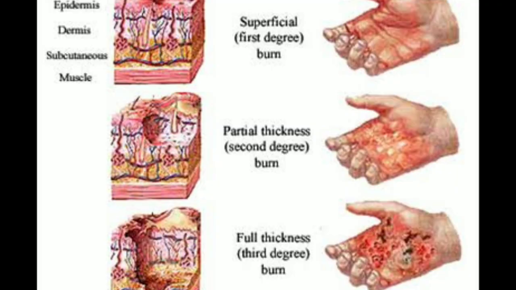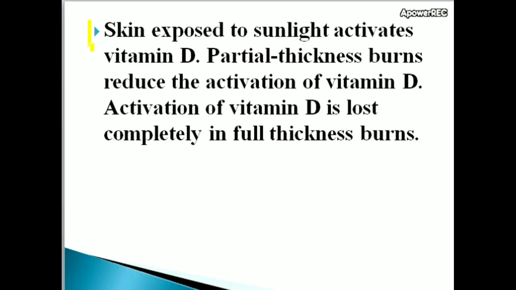Skin exposed to sunlight activates vitamin D. Partial thickness burns reduce the activation of vitamin D. Activation of vitamin D is lost completely in full thickness burns. So we cannot expose the skin to sunlight because of burns. So there will be a complete deficiency of vitamin D. So in full thickness burn, vitamin D activation is lost completely.